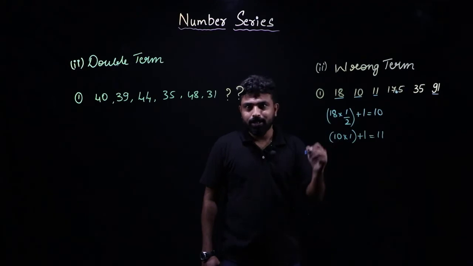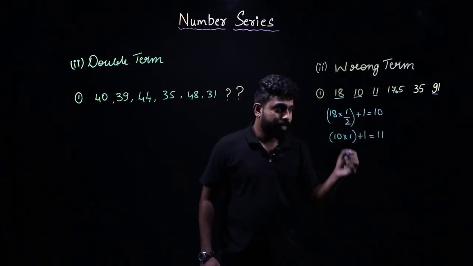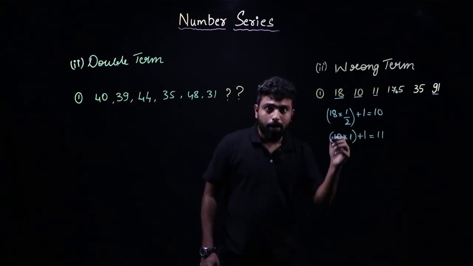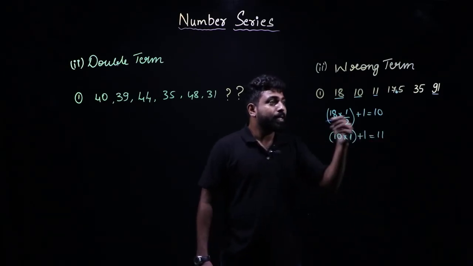So what is my logic here? Now, it was into 1 by 2 plus 1. Here it is into 1 plus 1. Next one can be into 1.5 plus 1 or into 2 plus 1. So let me check for that logic.